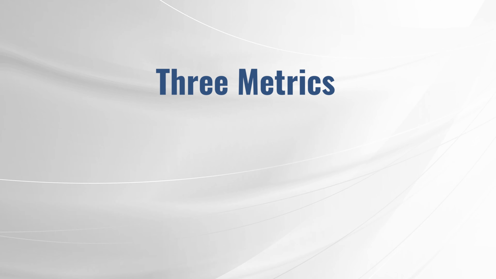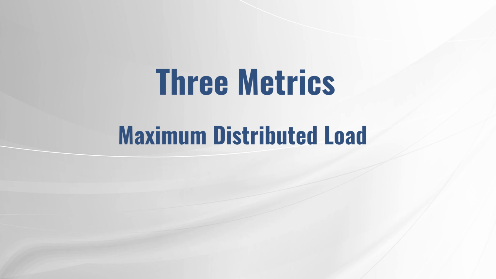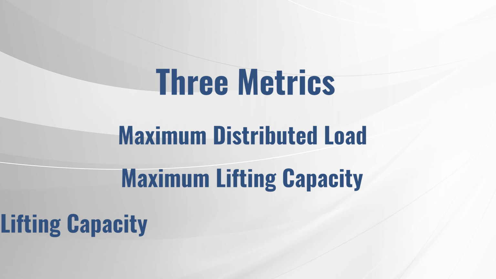The earlier version of the claim code defined system capacity using 3 metrics: maximum distributed load, maximum lifting capacity, and nominal lifting capacity. The nominal lift capacity was intended to provide operators with guidance to avoid overloading the system. This led to confusion about system capacity. Capacity is now defined by the maximum distributed load and the maximum lifting capacity.